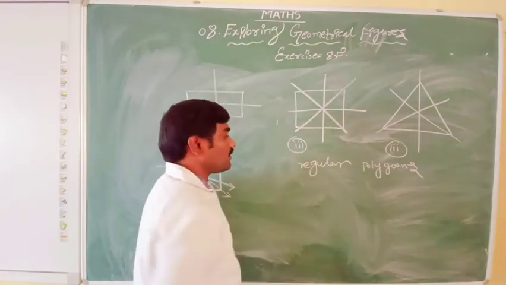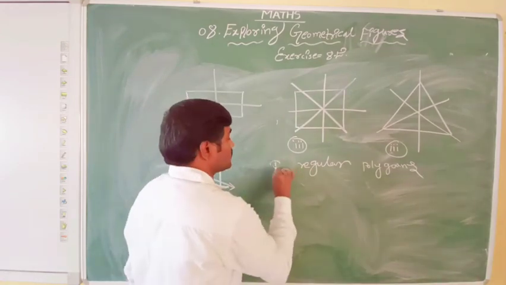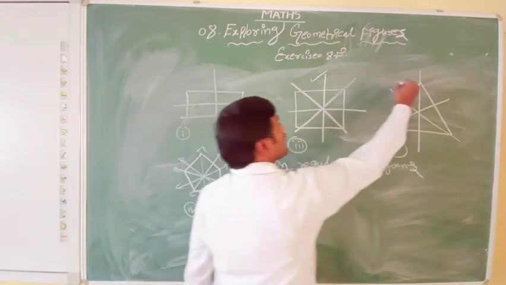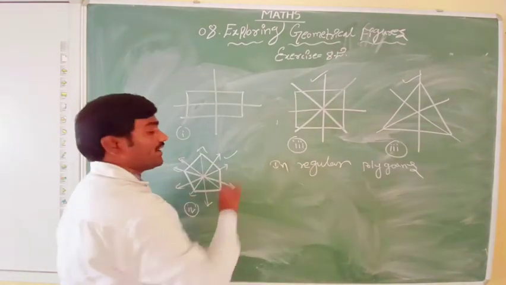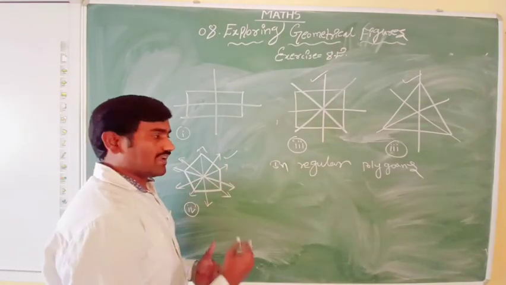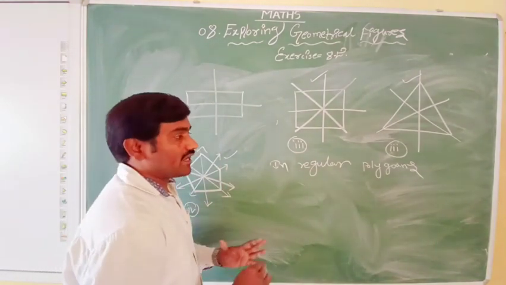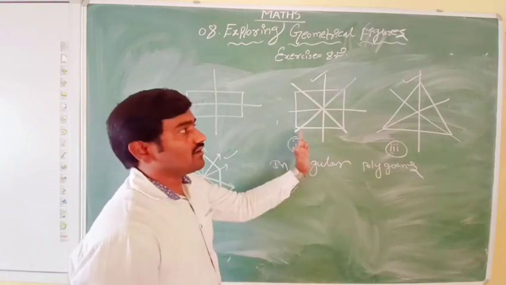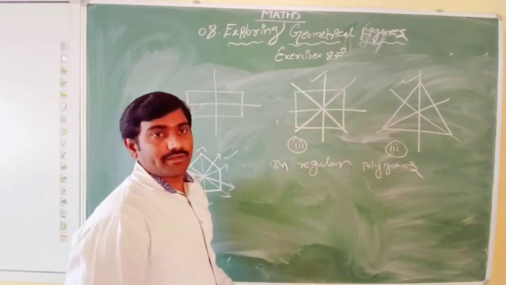In regular polygons, these are all regular polygons. A square is a regular polygon, an equilateral triangle, a regular pentagon, hexagon, octagon, nonagon, decagon, like that. In a regular polygon, the number of sides is equal to the number of axes of symmetry.